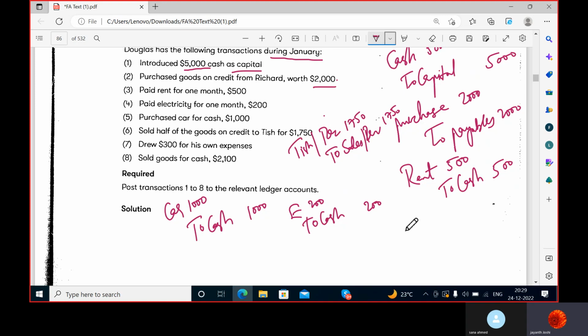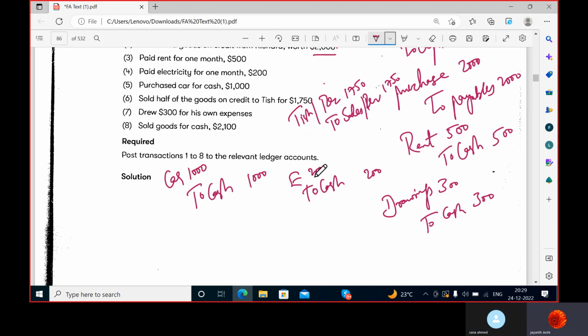Drew 300 for his own expenses. So drawings is always debit. Which account is getting affected? Cash. So cash credit, because cash decreases when you draw money. Correct? Yes, sir. And when you sell goods for cash to someone, you get cash. Cash increases to revenue or sales. Revenue increases. Yes, sir. Done.